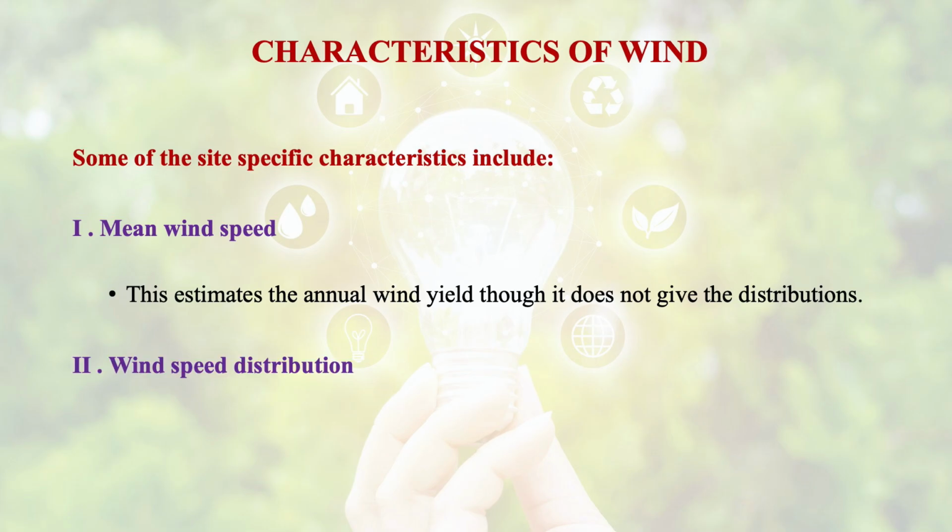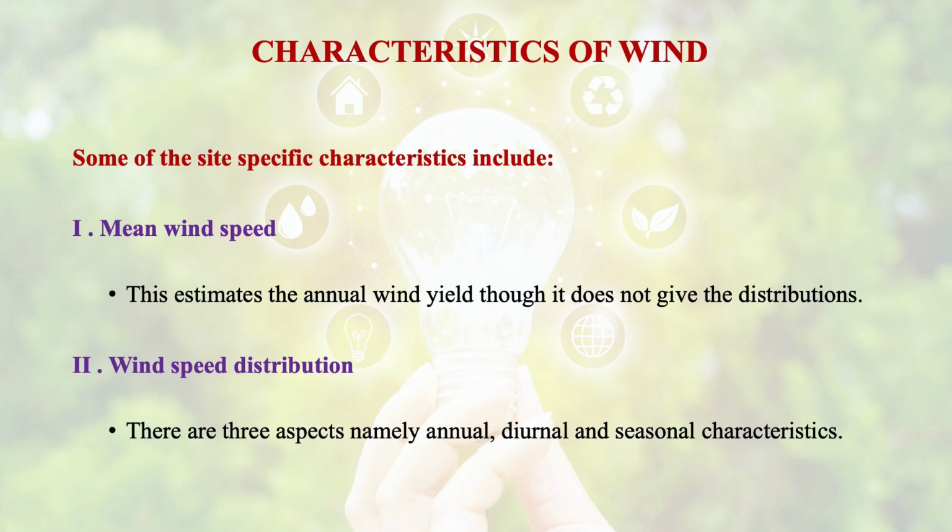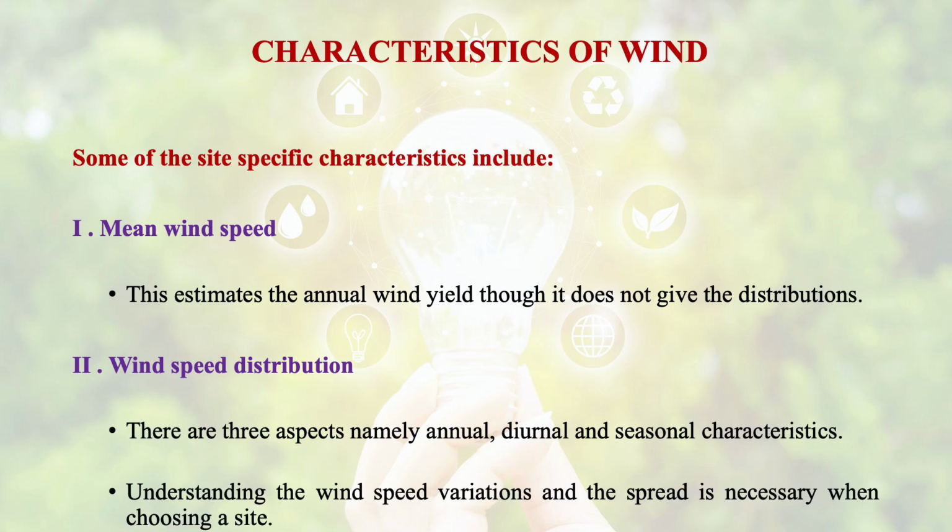Then comes the wind speed distribution. There are three aspects, namely annual, diurnal, and the seasonal characters. Understanding the wind speed variations and the spread is necessary when we are choosing any site.